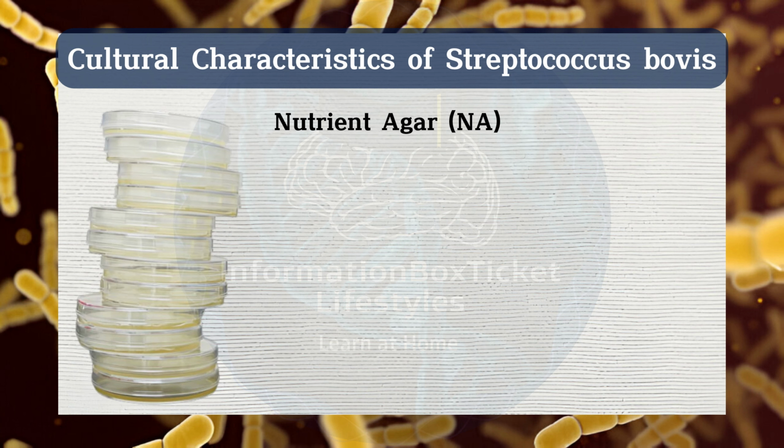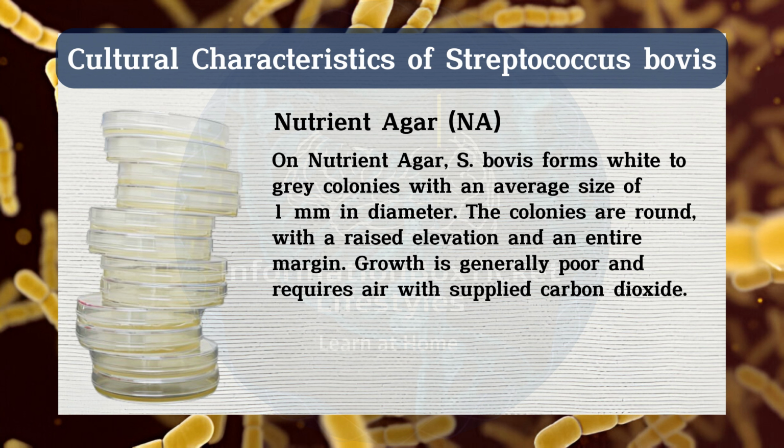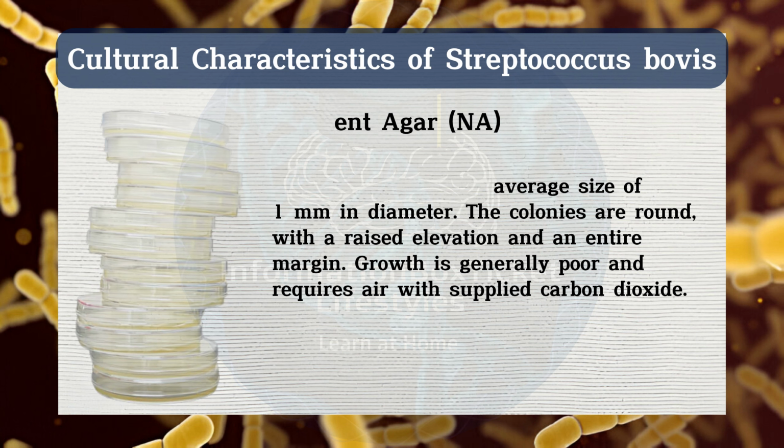1. Nutrient agar, NA. On nutrient agar, S. bovis forms white to gray colonies with an average size of 1 mm in diameter. The colonies are round, with a raised elevation and an entire margin. Growth is generally poor and requires air with supplied carbon dioxide.